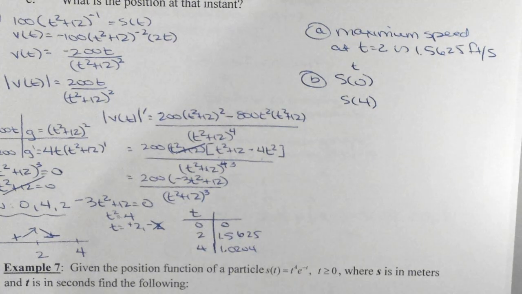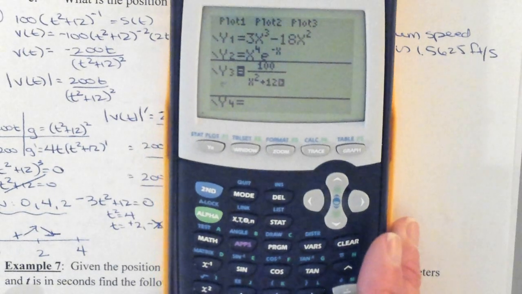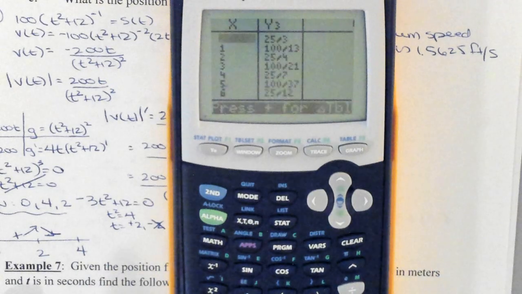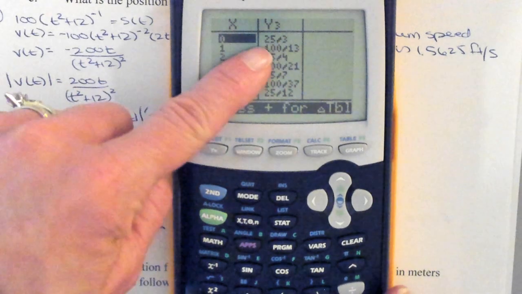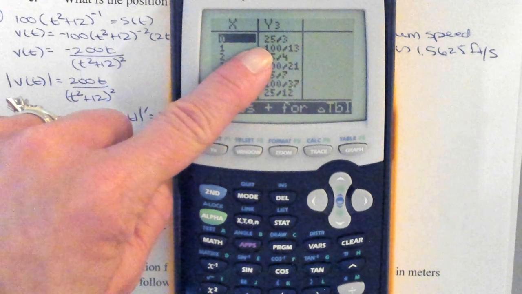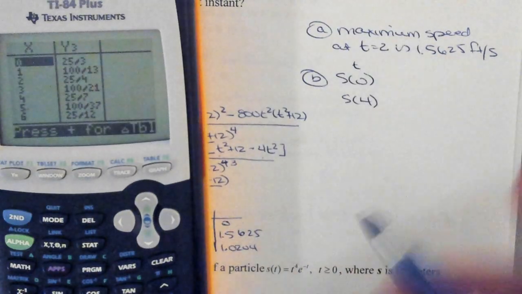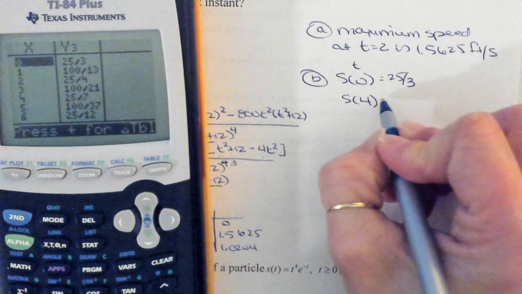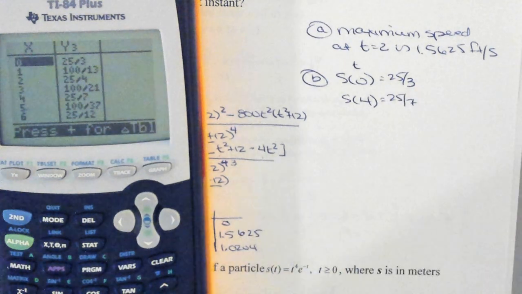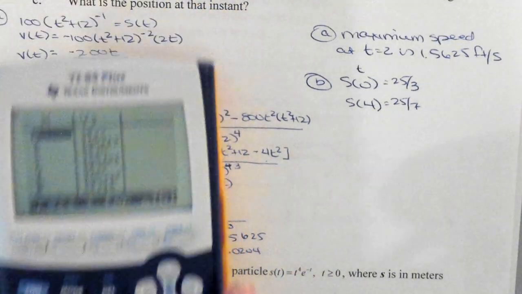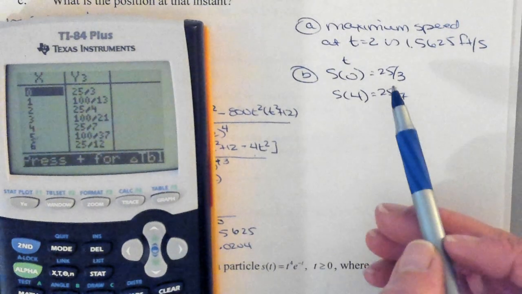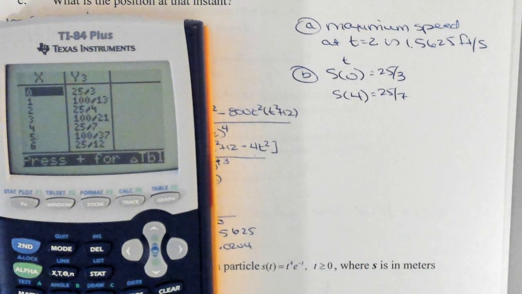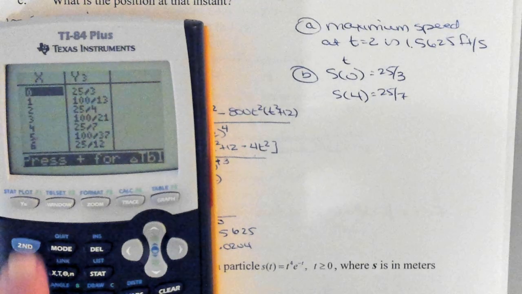So 100 over x squared plus 12. So this is how I did it, just like that. And now I'm going into the table. So they said at time 0, it's 25 over 3. So I'll figure out what that is in just a minute. I don't know why my calculator is doing that. And then at time 4, it's 25 over 7. Okay, so they want to know when the particle is the furthest. Well, even just by looking at that, you should be able to tell.